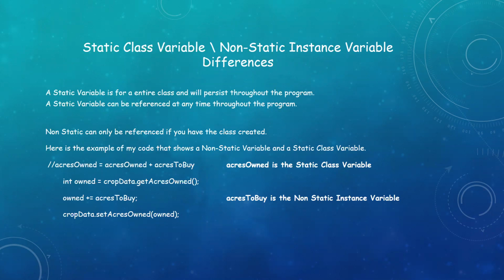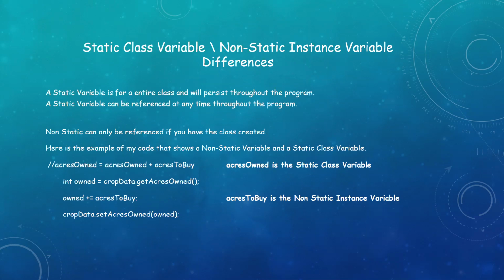Here is the example of my code that shows a non-static variable and a static class variable. So acres owned equals acres owned plus equal acres to buy. Acres owned is the static class variable. It could be used at any time throughout the program.